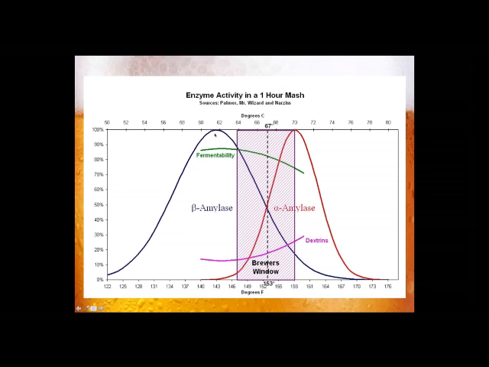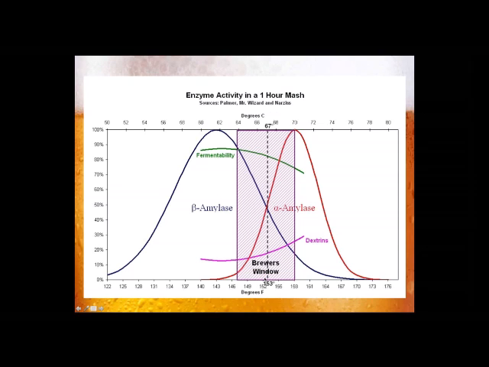So in this area, if we stay down here, we're going to get highly fermentable sugars. This is a slow process. It's going to take a while. We'll have very few long chain dextrins, the longer sugars. So it'll be a drier beer. It won't be as sweet. It'll be highly fermentable.